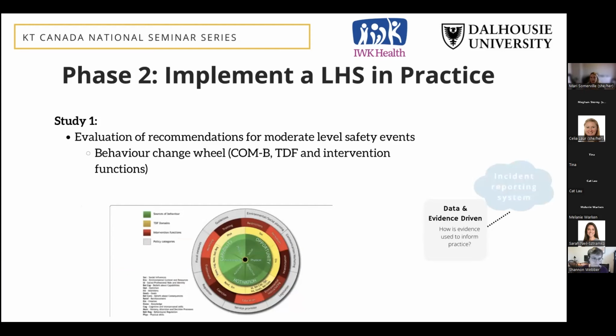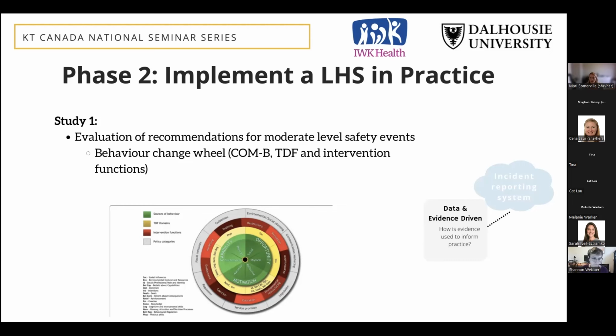So with the first study, we're looking at understanding the recommendations that are being made for moderate level safety events. Those are safety events that take place where maybe there was some harm to patients, or maybe there was no harm, but it raised a serious underlying issue that needs to be addressed to prevent future serious safety events from happening. To do that, we used the behavior change wheel to look at these moderate level safety events. We first used the COM-B and the TDF, which is part of the behavior change wheel, to understand some of the underlying behaviors that maybe led to that safety event in the first place.